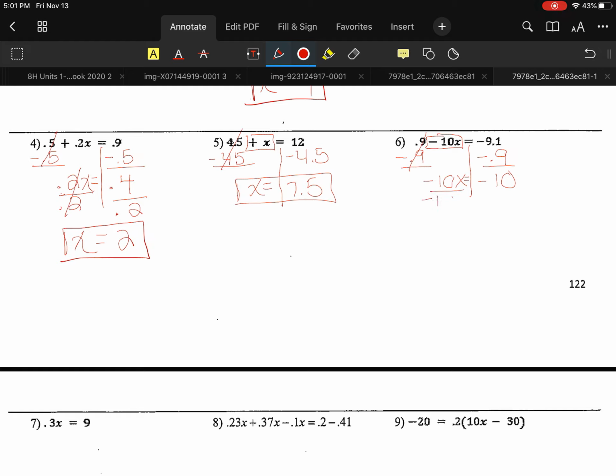Now, in order to get rid of the coefficient of negative 10, I'm going to divide by negative 10.